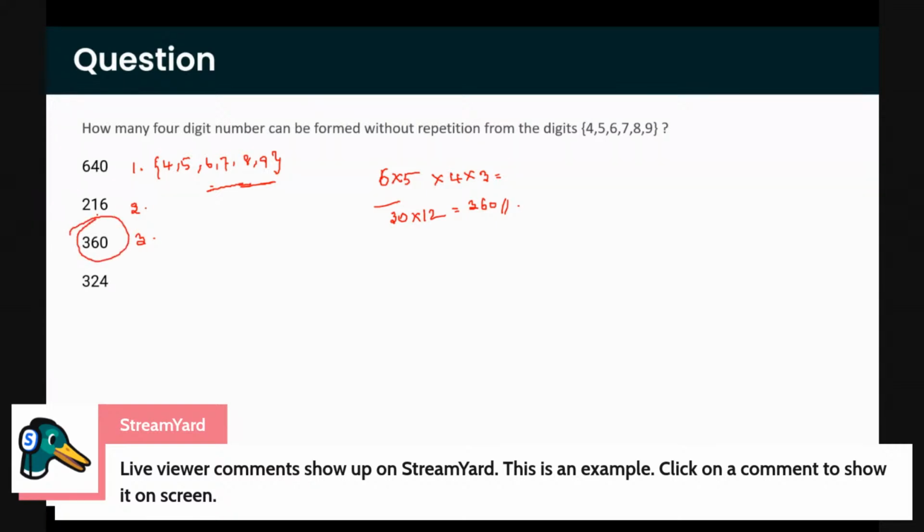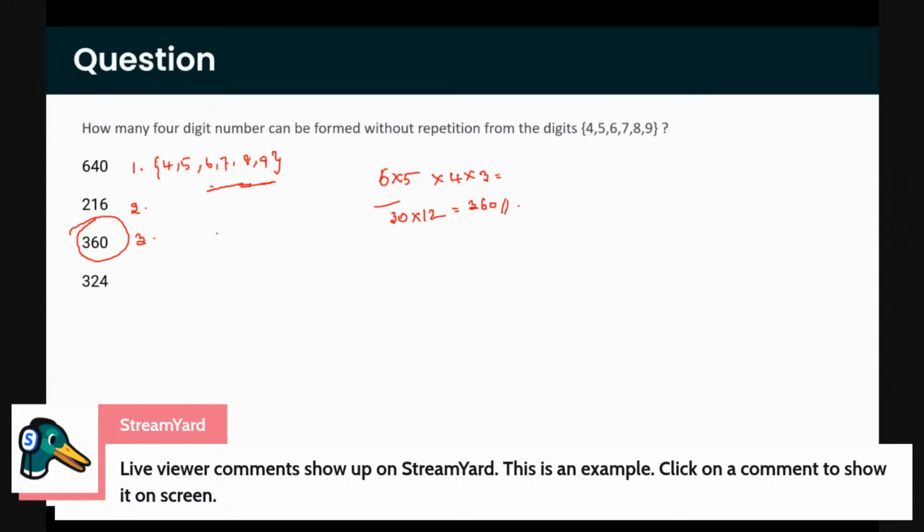Guys, is it confusing? If you want, I'll explain it one more time. The given digits are 4, 5, 6, 7, 8, 9. So totally we have 6 unique digits. That is, there is no value which is repeating more than once, right?